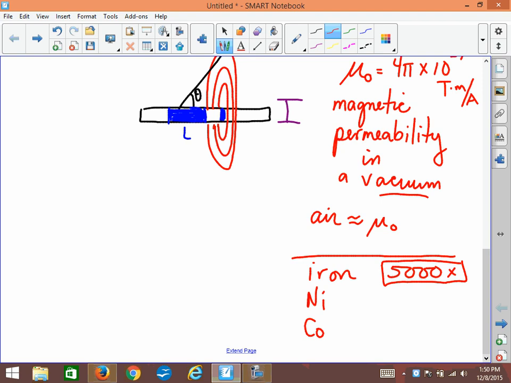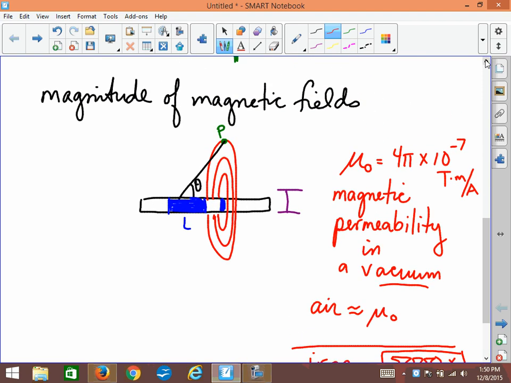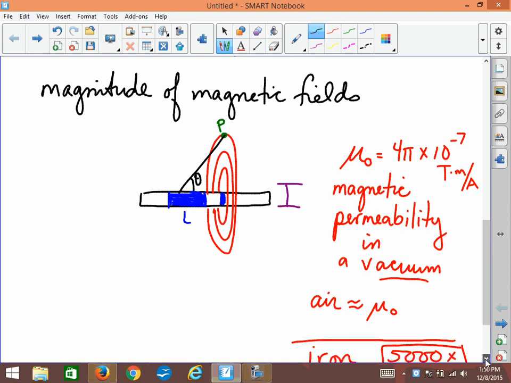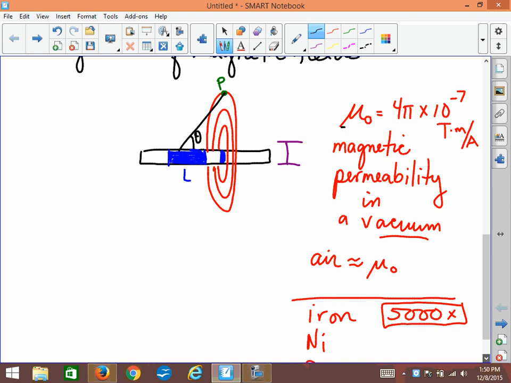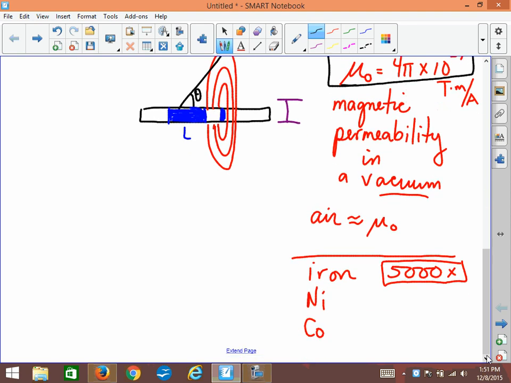But how many people actually ever find themselves inside iron? And so most of the experiments we do and most of the things that we look at and the pictures we draw, it's all just air all around here. So for now, we're just going to worry about this number right here as the magnetic permeability of air. That's going to be the number we'll use if our magnetic fields are forming in the air around a conductor.